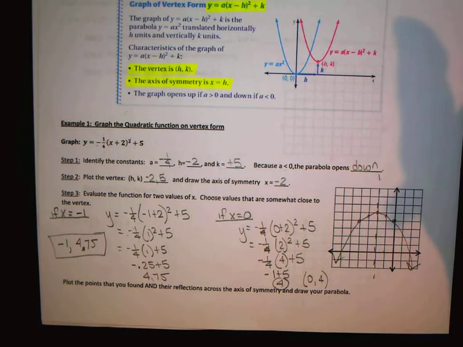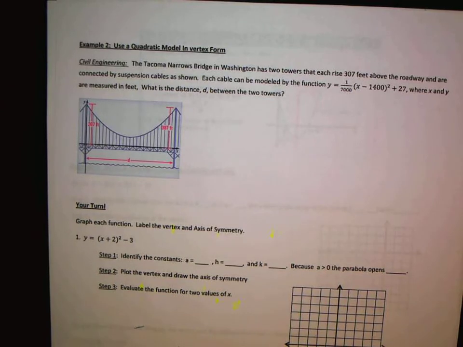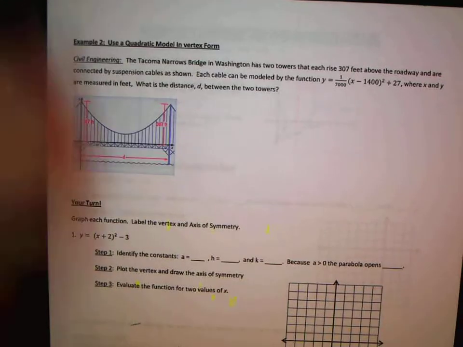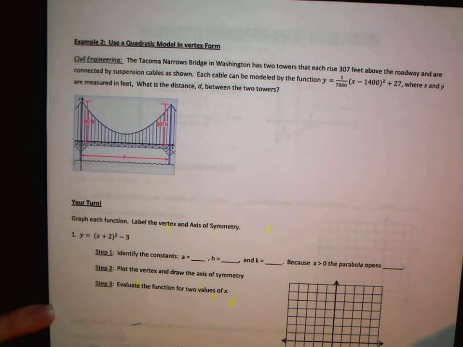Beautiful. All right, now let's do an actual question that might apply to the real world. The Tacoma Narrows Bridge in Washington has 2 towers that each rise 307 feet above the roadway and are connected by cables as shown. Each cable can be modeled by the function y equals 1 over 7,000 times x minus 1,400 squared plus 27, where x and y are measured in feet. What is the distance between the 2 towers?